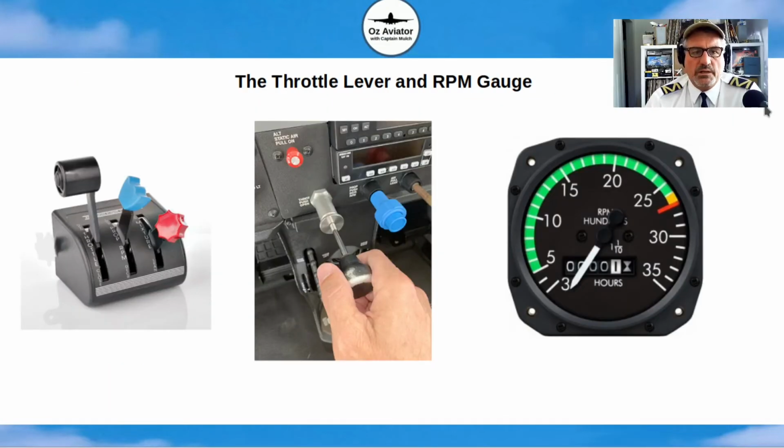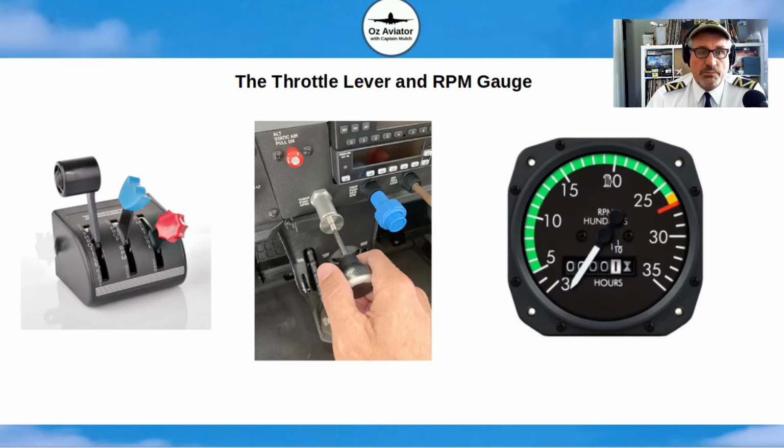A throttle lever and RPM gauge. So the throttle lever here, which is the black one on a throttle quadrant as it's called, you push the throttle lever forward, the engine produces more power. You pull the throttle lever backwards, the engine produces less power. There's an in-out style throttle control here, which usually found on Cessnas and other aircraft. Works the same way. Push it forward, the aircraft engine produces more power. Pull it rearwards, the aircraft engine produces less power.